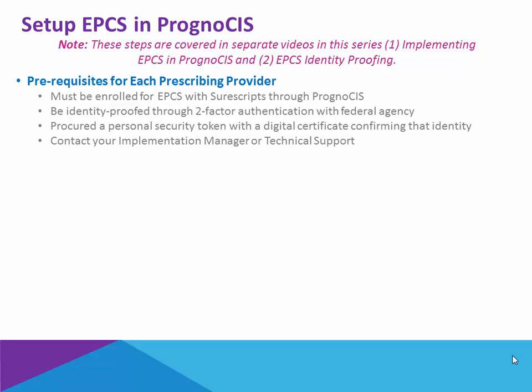Some of the prerequisites for each prescribing provider are that each one must be enrolled for the EPCS service with SureScripts. That is taken care of through PrognoCIS. Each one must be identity proofed through a two-factor authentication with a federally approved agency. Each one must procure a personal security token with a digital certificate that confirms that identity.